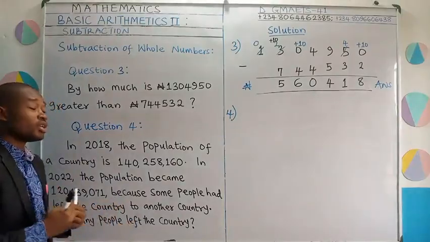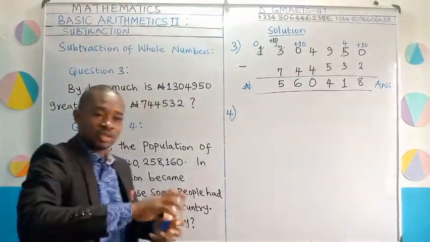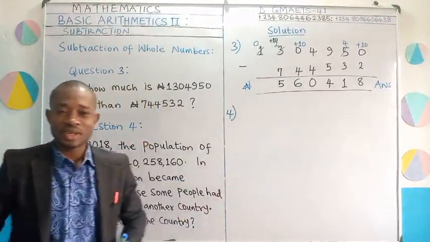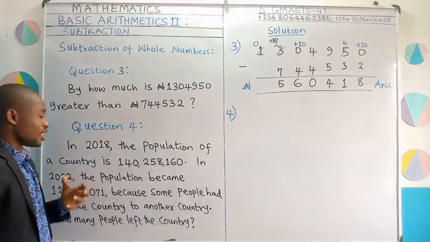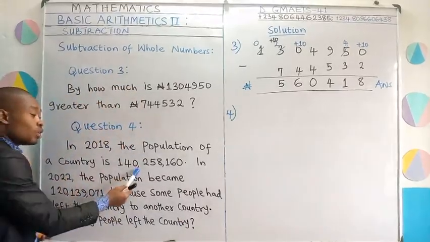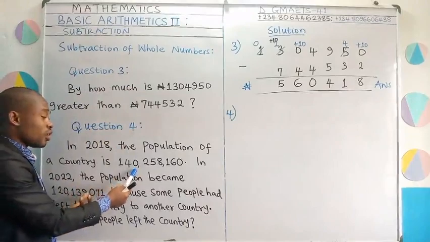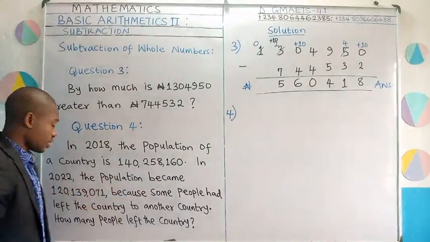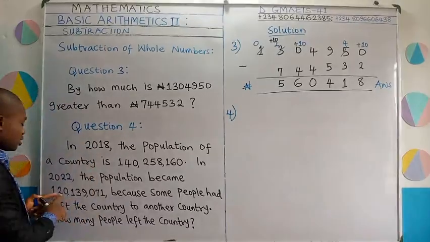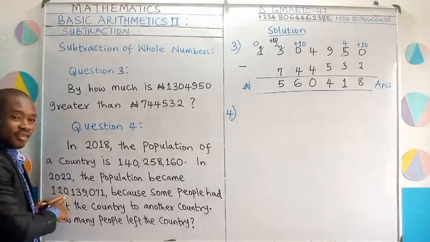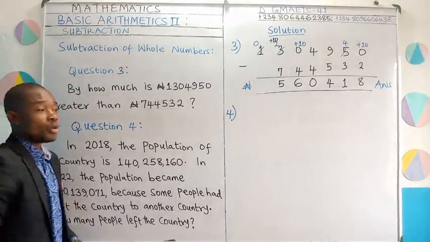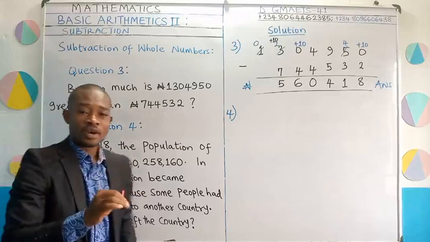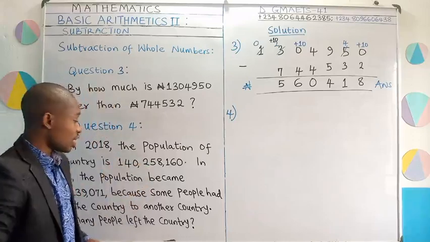Okay, so we want to know the number of people that left the country. Just like remove them from the country. You remove them from the country, and removing is subtraction. How would we get it? It's simple. We'll get a total population which is 140,258,160. We will subtract the number that is left, which is 120,139,071. Whatever we'll get is the number of people that left the country.